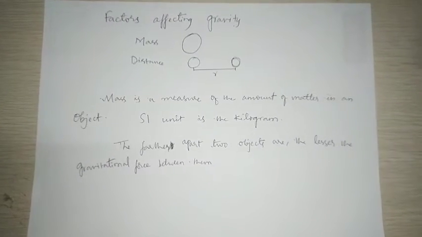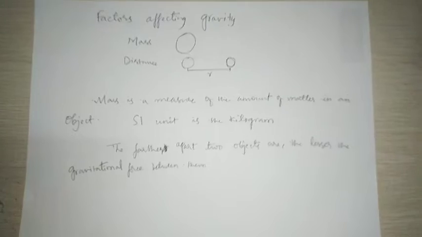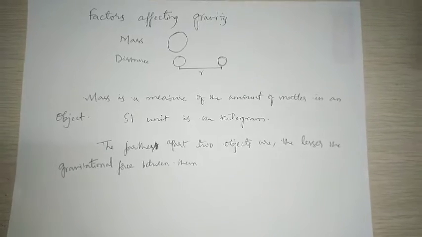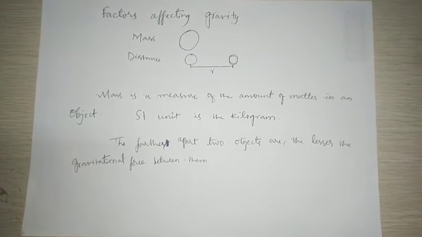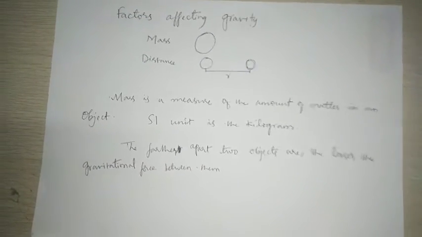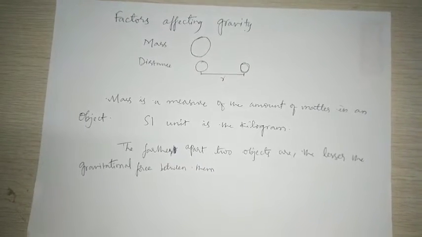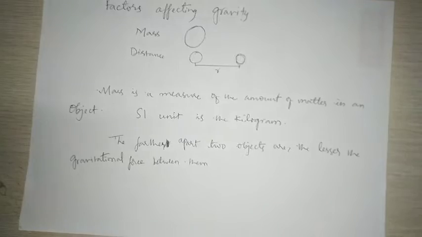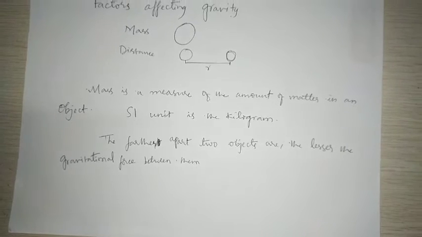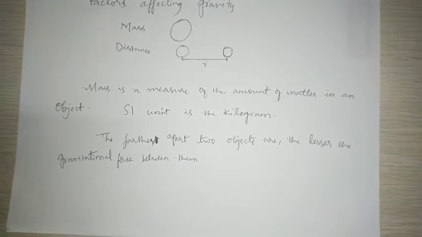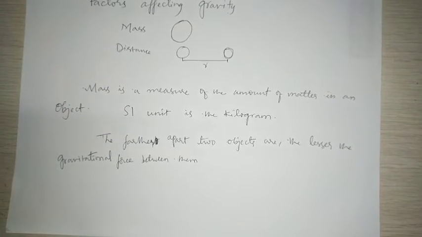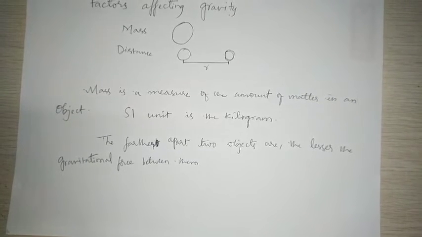In addition to mass, gravitational force also depends on the distance between the objects. The farther apart two objects are, that means the more the distance between two objects, the lesser the gravitational force. Let's take an example. If a spacecraft is traveling towards Mars, outside the Earth, as the distance between the Earth and the spacecraft increases, the gravitational pull decreases. When the spacecraft is coming towards Earth, the distance between the spacecraft and the Earth is decreasing, hence the gravitational pull increases and the gravitational force between Earth and the spacecraft increases.